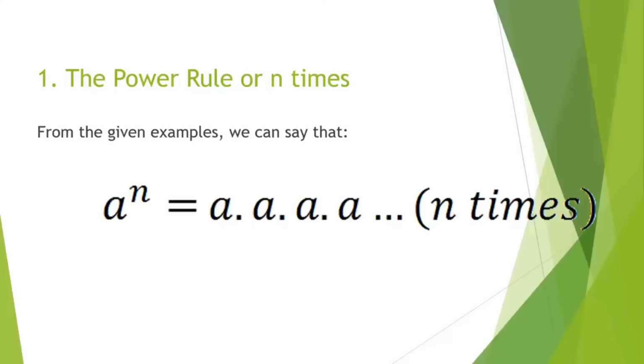And for the general rule, we can say that a raised to n is equal to a times a times a times a. So a can be any number or variable. At the same time, n can also be any number or variable.